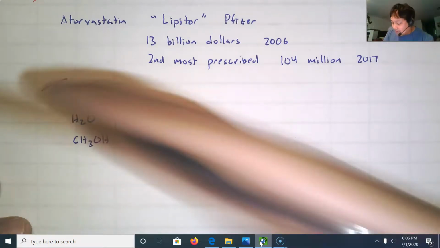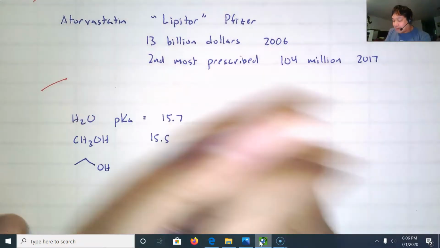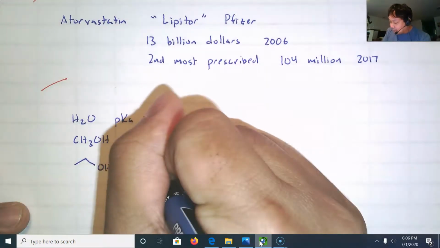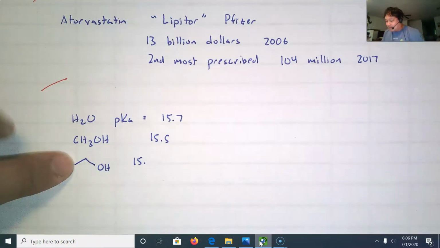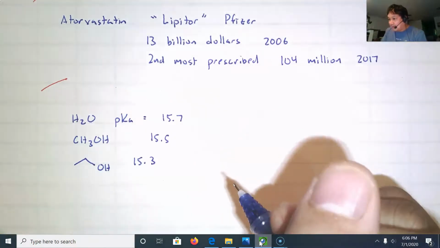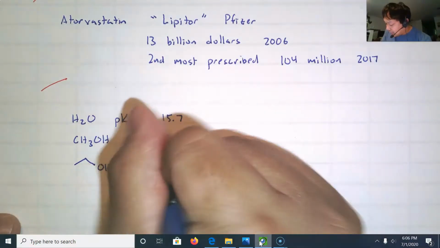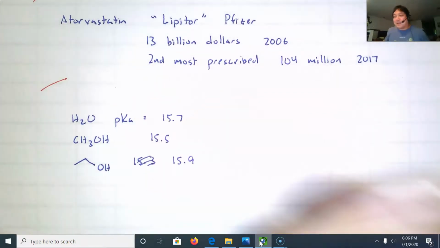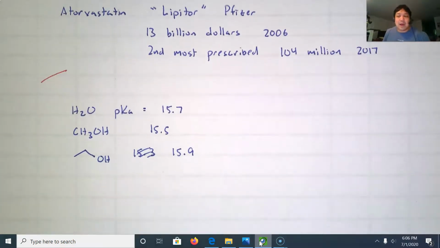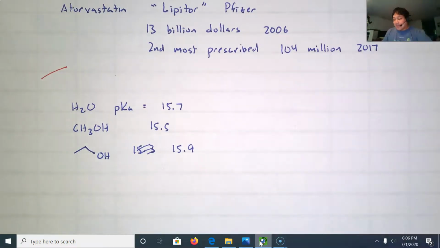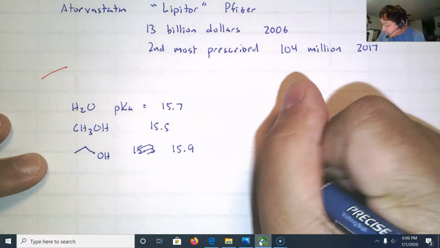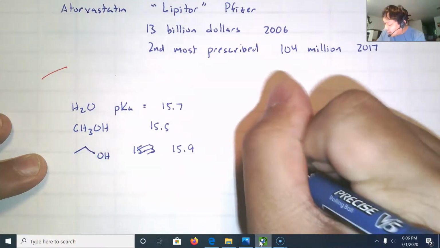I wanted the pKa of this molecule here. I looked it up on a different site, and this is 15.9. Okay, it doesn't make a huge difference. Why am I looking at alcohols? Because they are acidic. And I want to compare this molecule, ethanol, with a type of ethanol where we replace 3 of the hydrogens with fluorines.